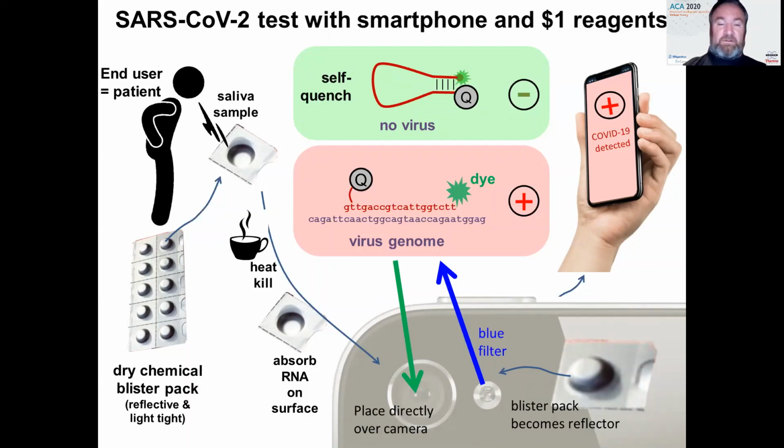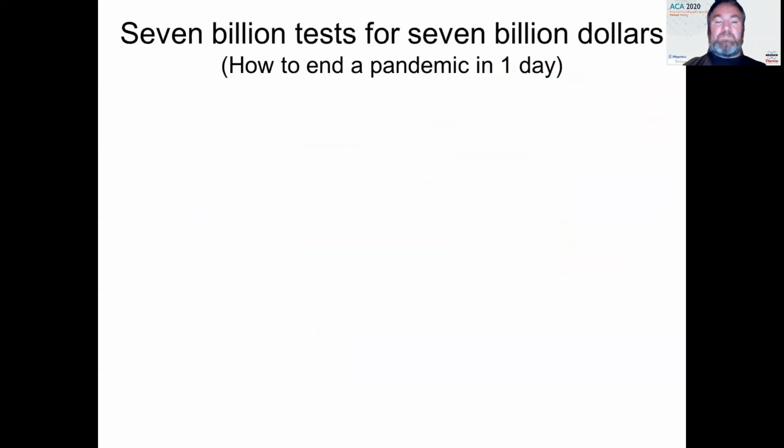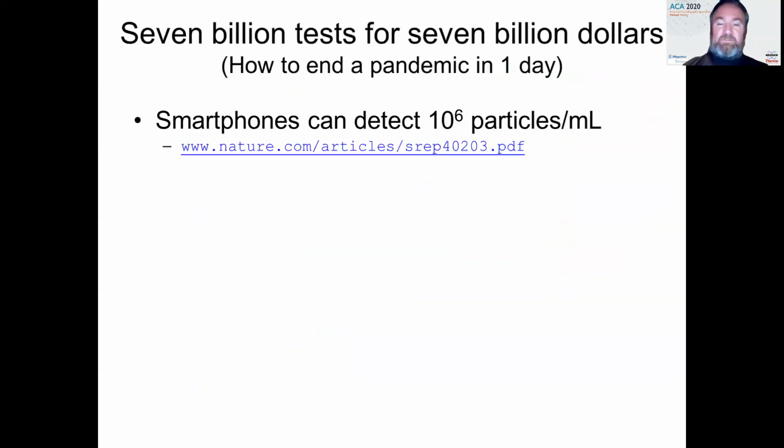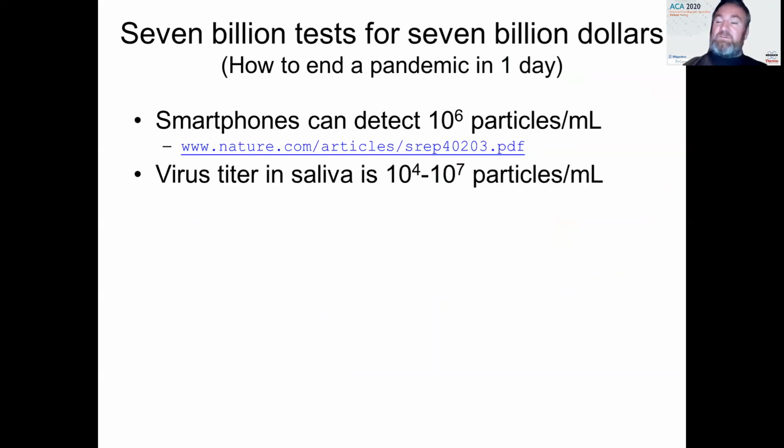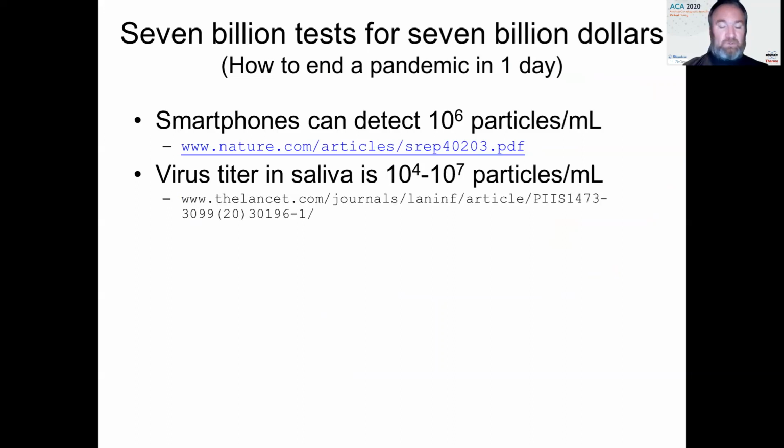So why aren't we doing this already? Well, because the level of fluorescence when you haven't amplified anything is awfully low. But I was surprised to find that we might be able to detect it. Smartphones, believe it or not, have already been shown to detect only 1 million particles per mil. That's 10 to the minus 15 molar. This is a paper in Nature a little while ago. And guess how many viruses are in 1 mil of saliva, well, around that many, according to a recent article in Lancet.